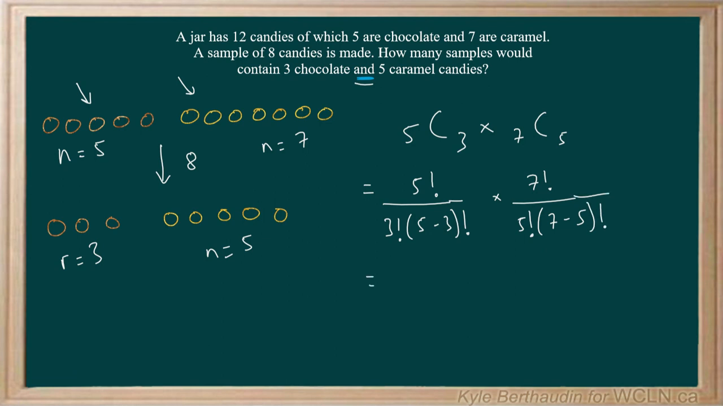Now you could go ahead and solve this using a regular calculator or plug it into Desmos or some sort of formula. And if you do that, you'll find that the number of samples that has 3 chocolates and 5 caramels is equal to 210.